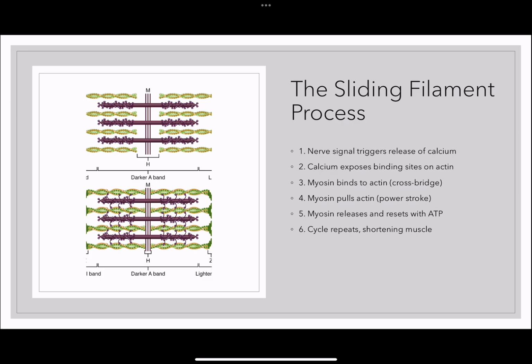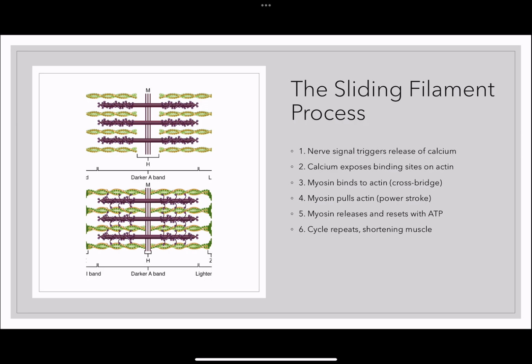The third step is that myosin binds to actin, also known as the cross bridge. Myosin is a motor protein, and it has heads that can bind to this actin, as we previously talked about. Once the binding sites on actin are exposed, the myosin heads attach to these sites, forming what we know as a cross bridge. The myosin head is already energized, having hydrolyzed ATP into ADP and inorganic phosphate, and is also known as being in a cocked position, which means it's ready to bind.